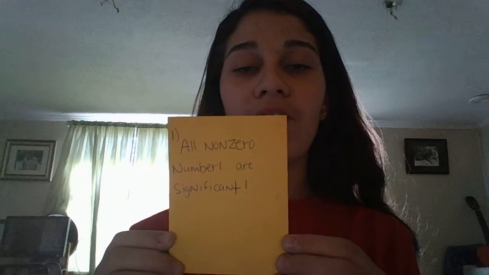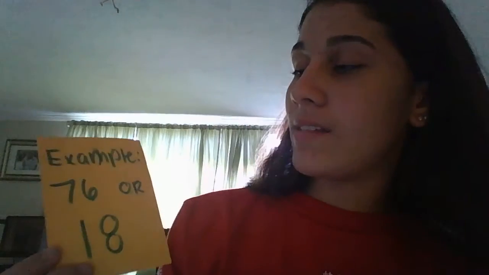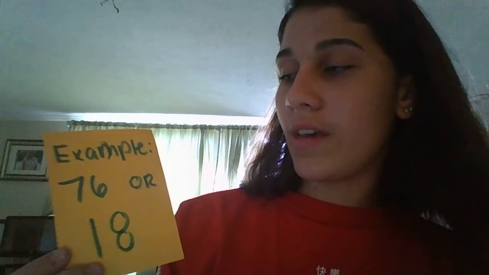At first, I'm going to go over a few rules, and then we're going to go over examples. The first rule for significant figures is that all non-zero numbers are significant. An example of that would be 76 or 81.